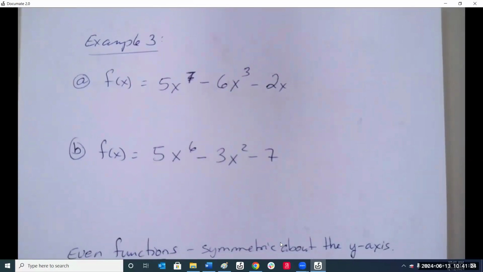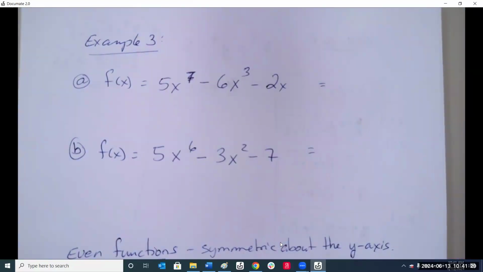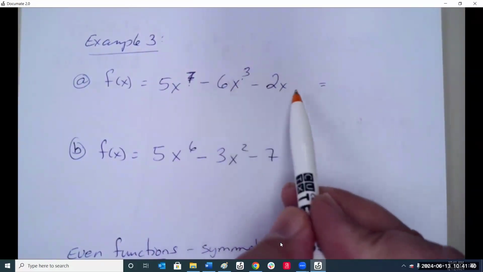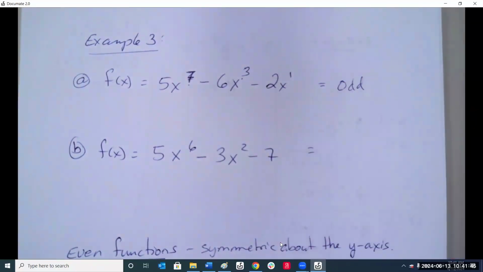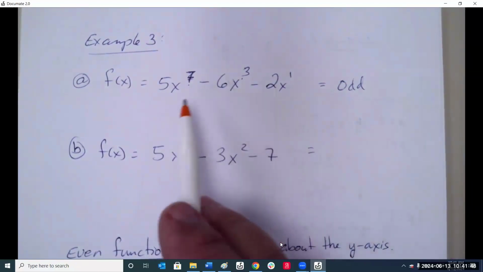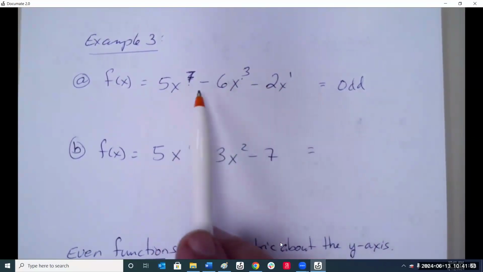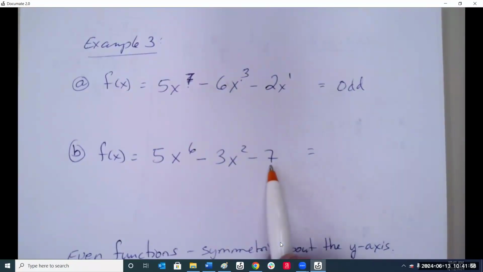So with these two examples, is the top one odd, even, or neither? Is this an odd number? What number is there? Is that an odd number? So this is odd. There are no constants there. There are no even exponents, no constants, so therefore it's an odd function.